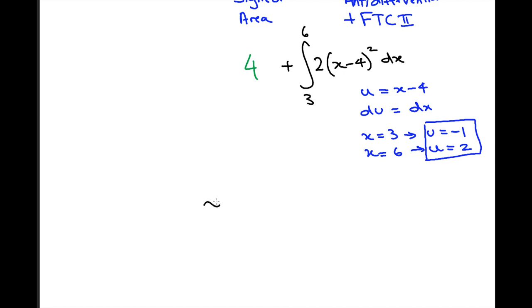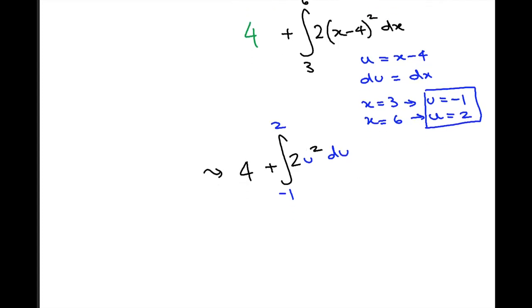So now the 4 still carries over from the previous part. Then we're going to have the integral not from 3 to 6 anymore, but from minus 1 to 2 of 2 times u squared du. That's a pretty nice one to actually evaluate. So what we're going to end up with is 4 plus, using the reverse power rule, 2/3 u cubed evaluated from -1 to 2.